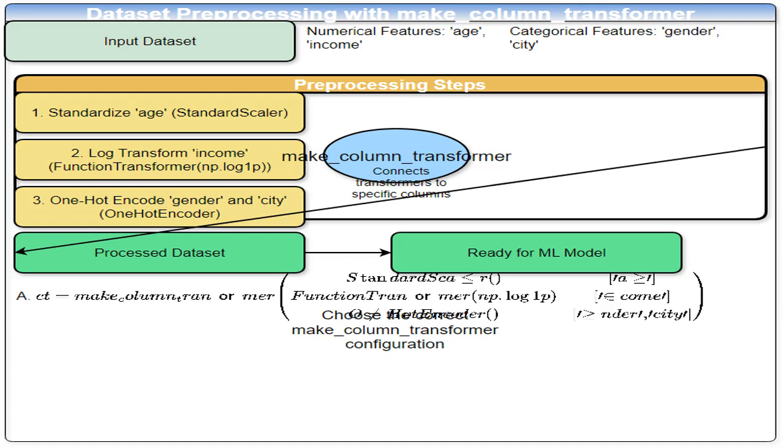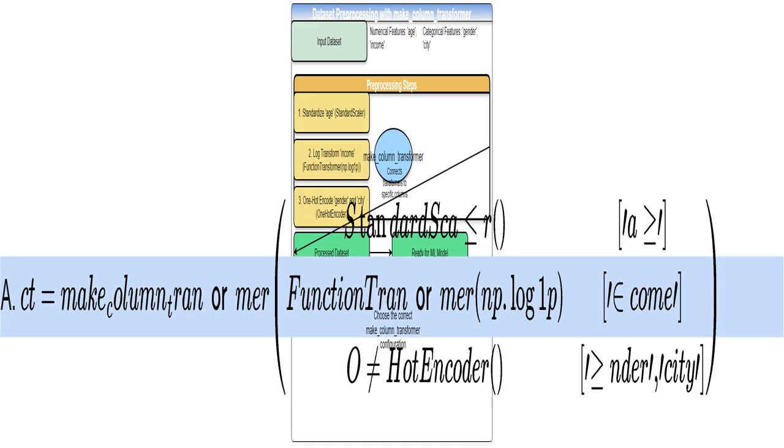This is the correct solution. I use standard scaler for age, function transformer, np.log1p, for income, and one-hot encoder for gender and city. I'm using lists to specify columns and the appropriate function for each. I'm selecting the right way to use make_column_transformer. I need to apply the correct transformations to each column.